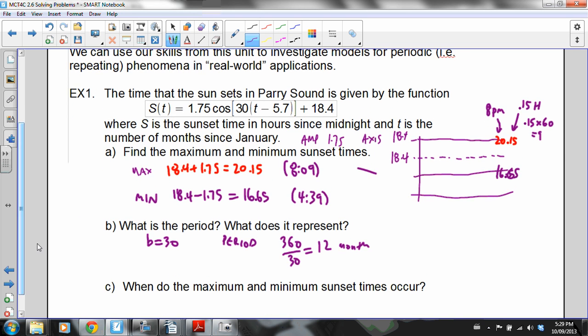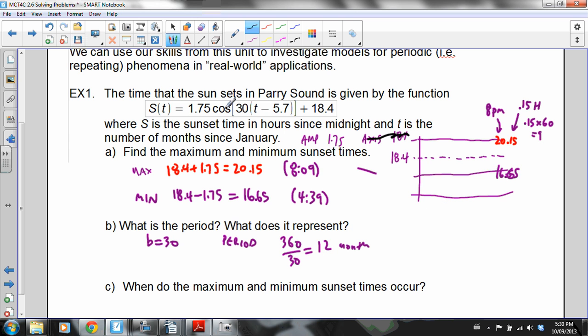What's the last question? When do the maximum and minimum sunset times occur? Well, we could just think about it because we've been alive and we know when the sun sets late and when the sun sets early. But let's think about it as far as this function is concerned. We've got most of the stuff for the graph on this little sketch here, right? I'm going to get this out of the way here just because it's confusing me.